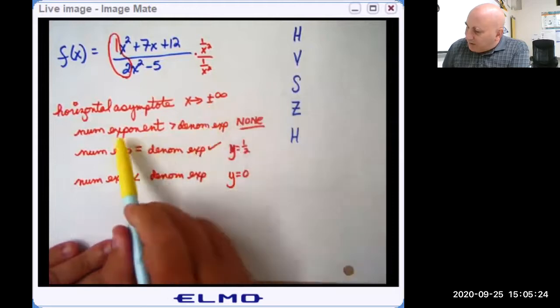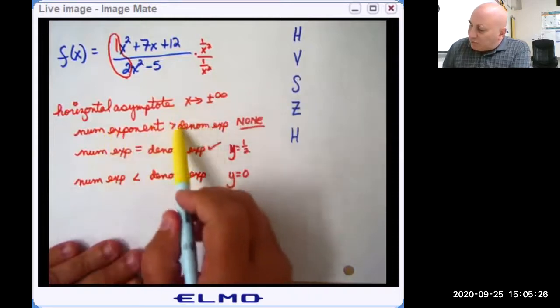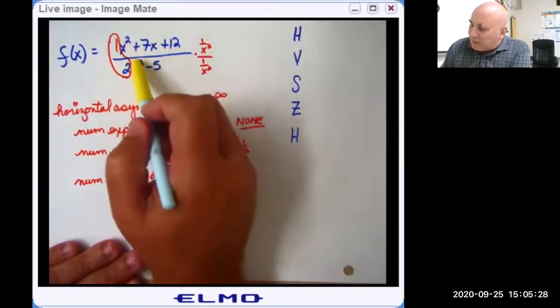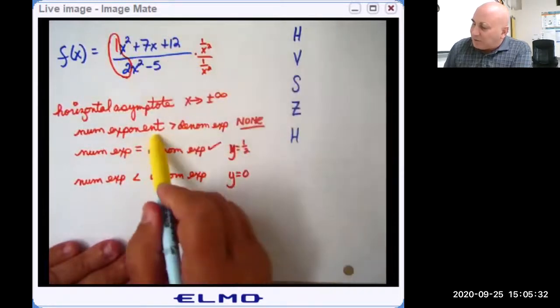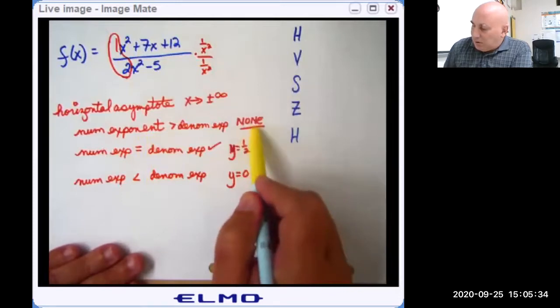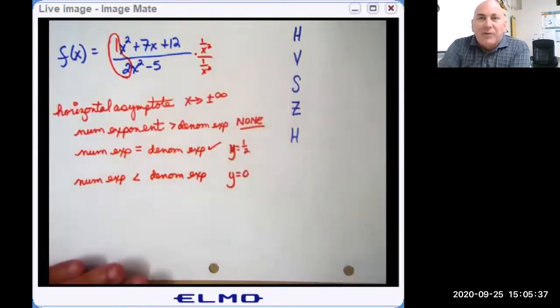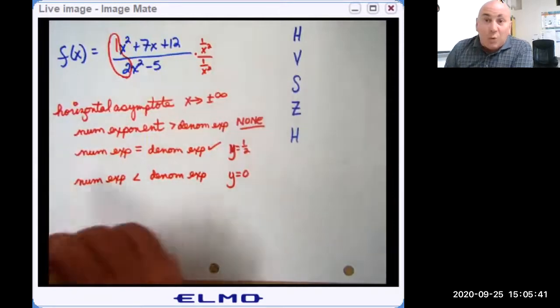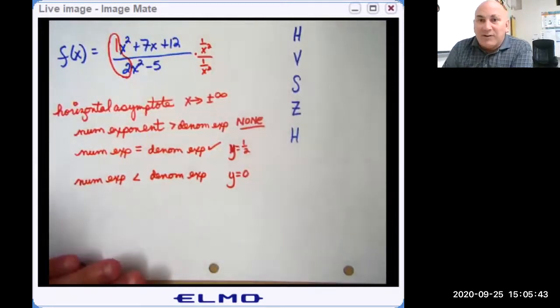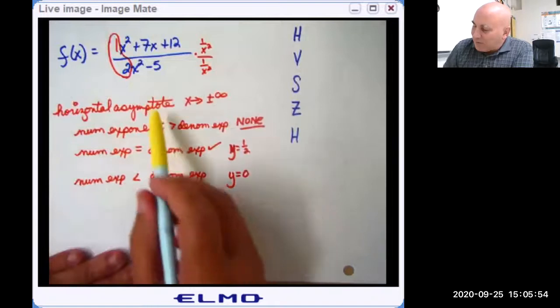Now, if the numerator exponent is greater than the denominator exponent, so here's the numerator degree, here's the denominator degree, if it's greater, there's no horizontal asymptote. Think of x squared as y equals x squared over 1. So the bottom degree is 0, the top degree is 2, because it's 1 x to the 0 power in the denominator. And that parabola doesn't have a horizontal asymptote.